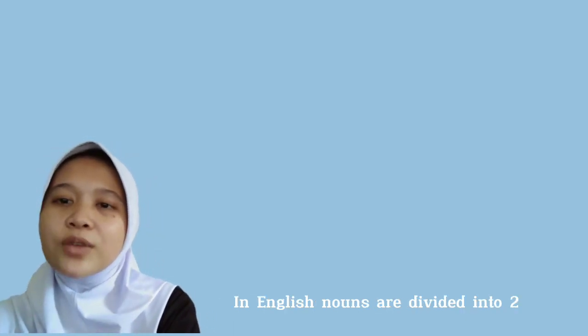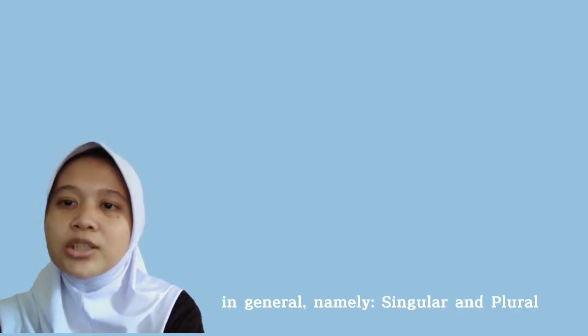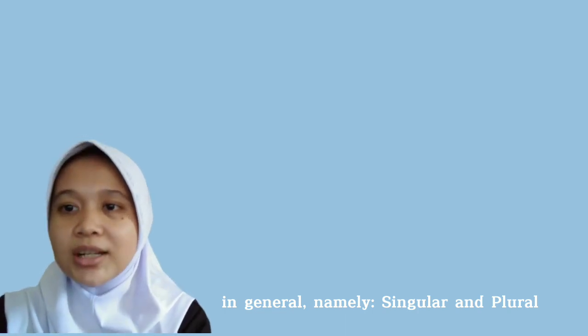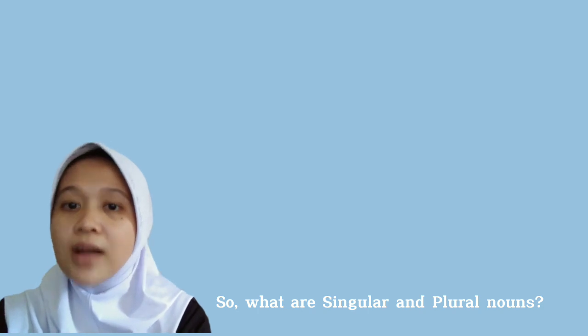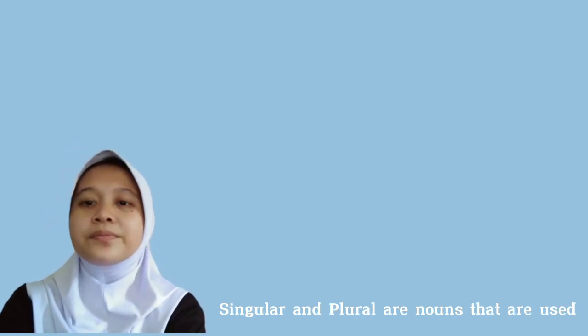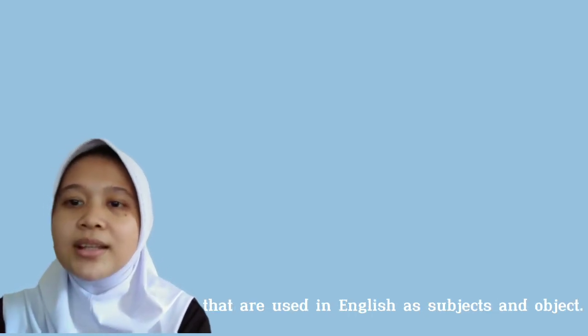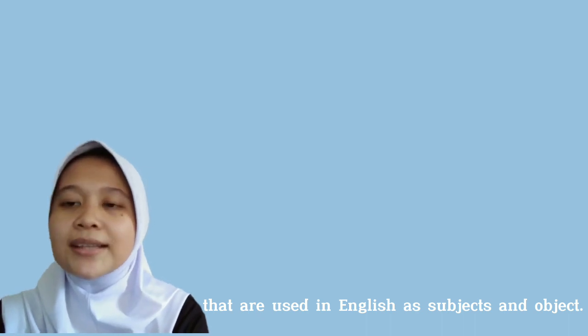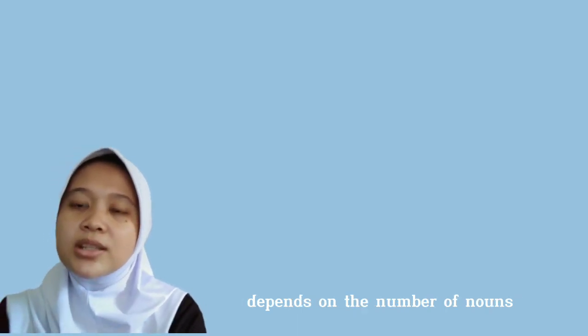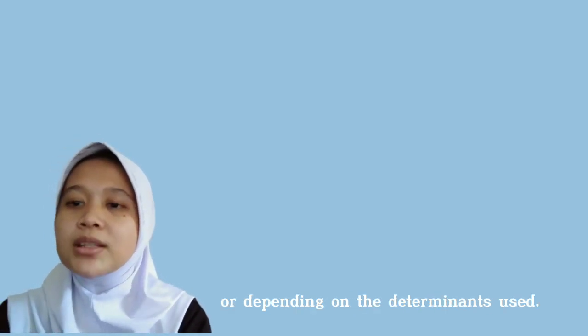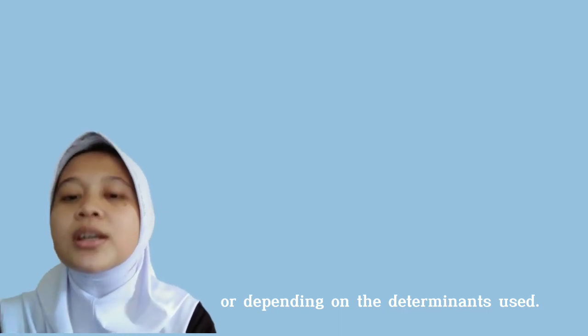In English, nouns are divided into two in general, namely singular and plural. So what are singular and plural nouns? Singular and plural are nouns that are used in English as subject and object. The use of singular and plural words depends on the number of nouns or depending on the determinants used.